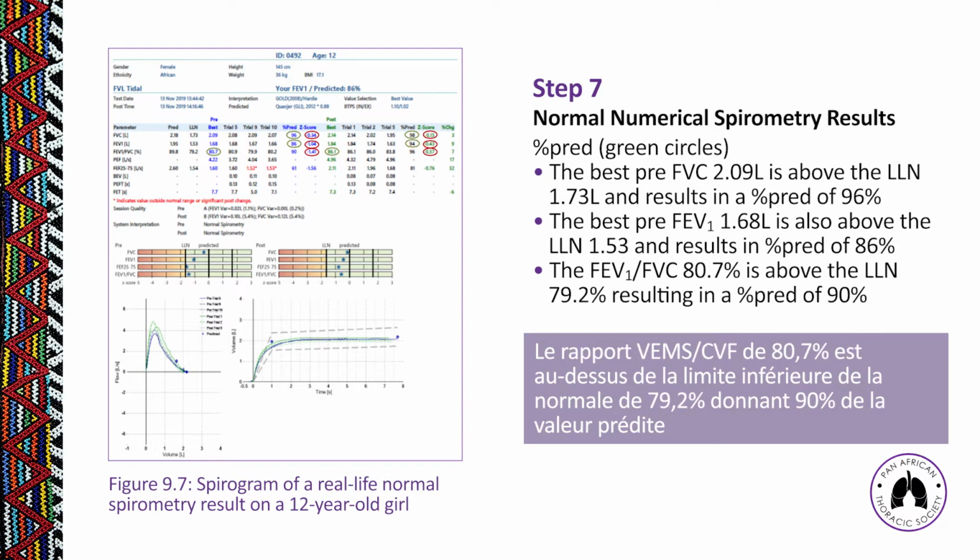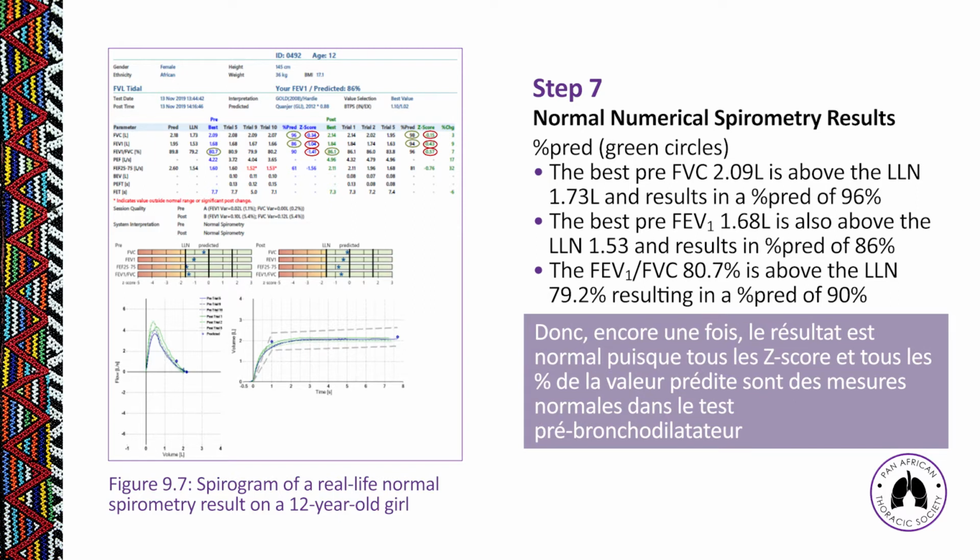The FEV1 to FVC ratio is 80.7%. This is above the lower level of normal of 79.2%, resulting in a percentage of predicted of 90% of predicted. So again, all the Z-scores and all the percentages of predicted are normal in the pre-bronchodilator test.